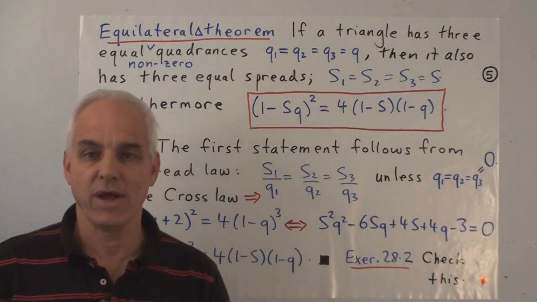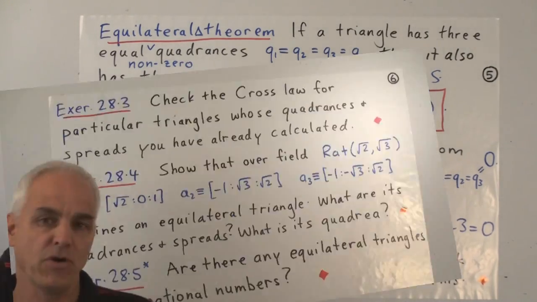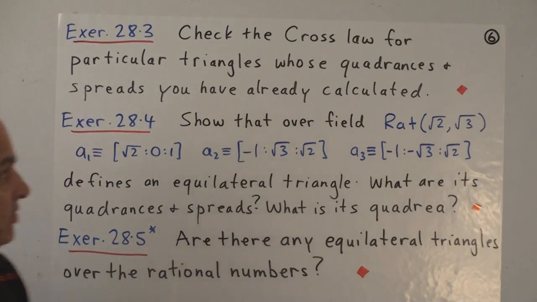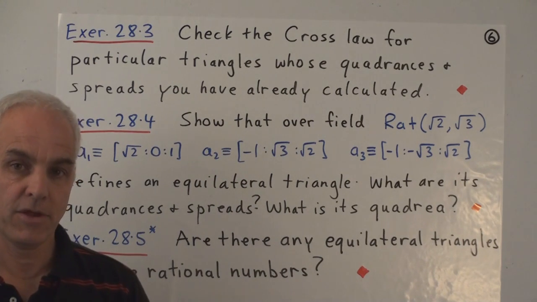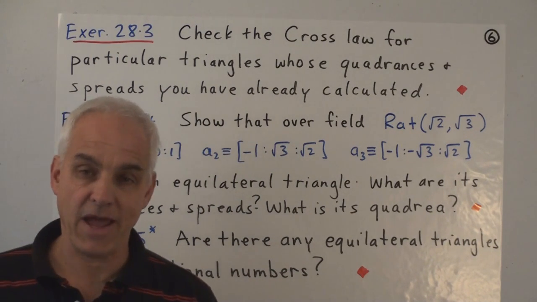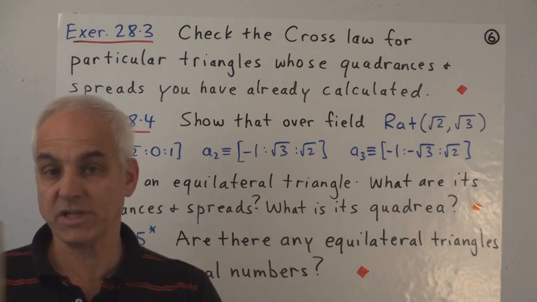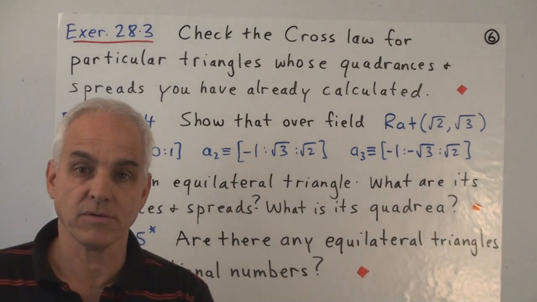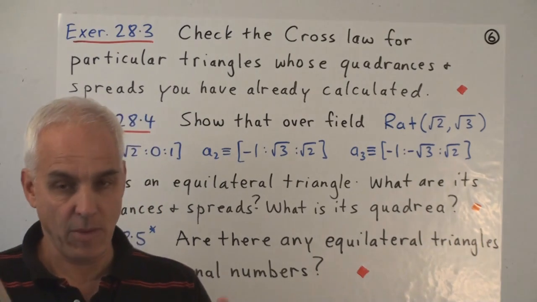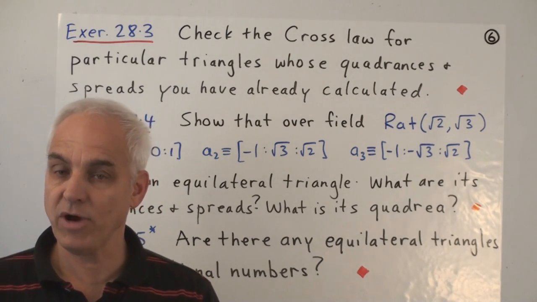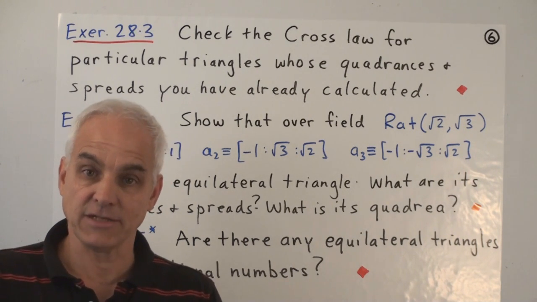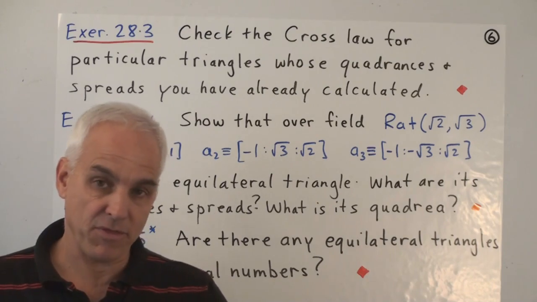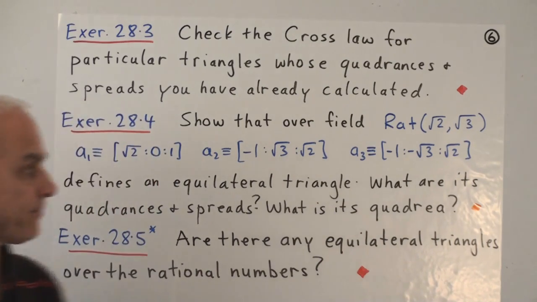Okay, let's have a look at a few additional exercises. The first exercise is a little bit open-ended, just to verify the cross law for a bunch of triangles whose quadrances and spreads you've already calculated. So during the course of the lectures, I've asked you to compute quadrances and spreads of particular triangles. For example, our standard triangle number 1. So somewhere, hopefully, you have a record of those quadrances and spreads, and you can make some computations to see if those quadrances and spreads actually do satisfy the cross law. Remember, there are 3 possibly different ones that you can choose.